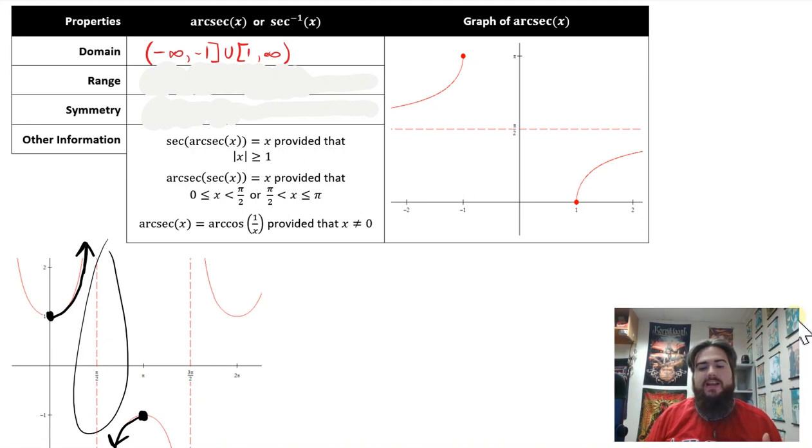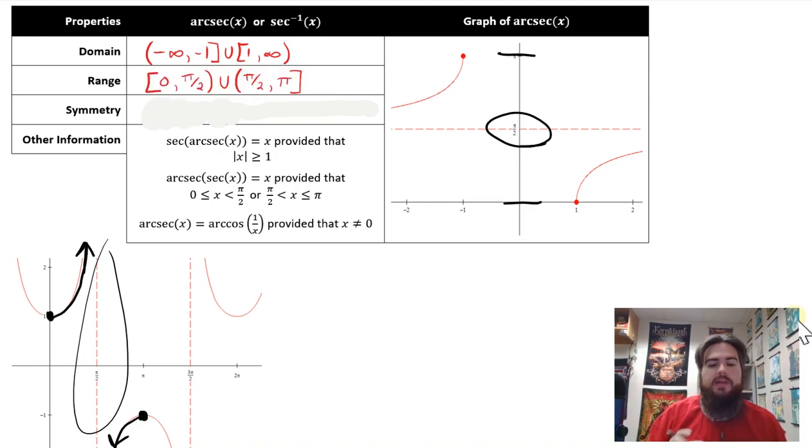The portion that we selected to make arc secant for y was from 0 to pi, but with an asymptote through the middle at pi halves. So our range, therefore, is 0 up to pi halves, with pi halves not inclusive, union with pi halves to pi, with again pi halves not inclusive. This is very similar to the range for arc cosine, which is from 0 to pi. Here we again have 0 to pi, but we have the point in the middle, pi halves, cut out.